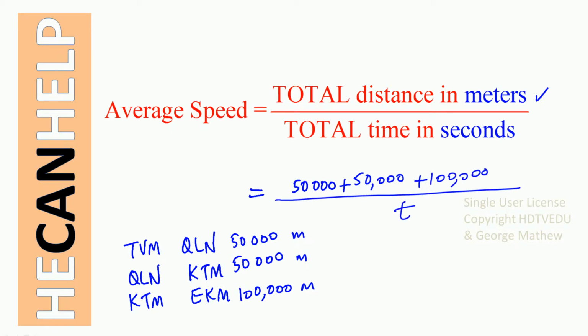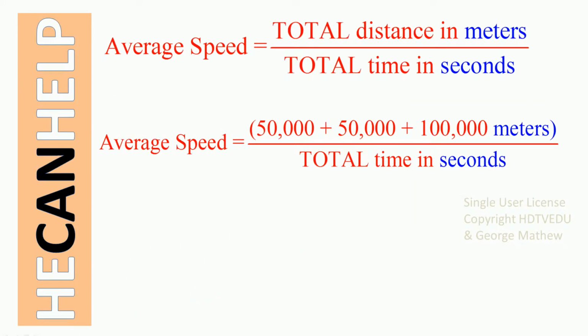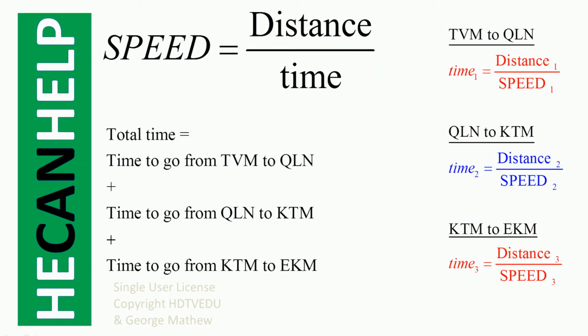And that is divided by total time. What is the total time to go from TVM to QLN to KTM to EKM? What is the total time? The total distance is 50,000 plus 50,000 plus 100,000. So we need the total time.